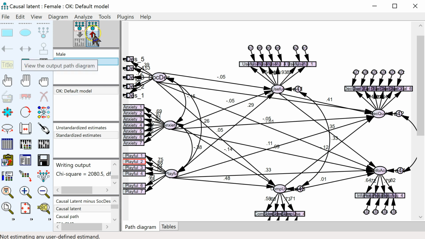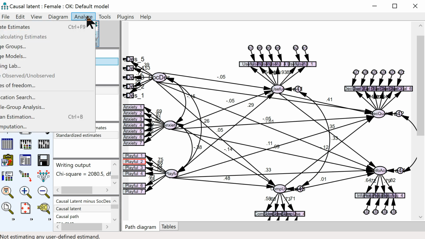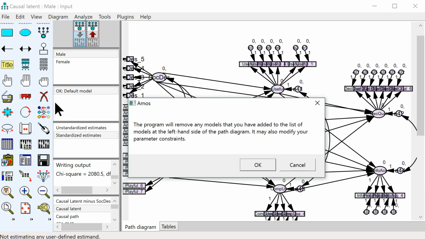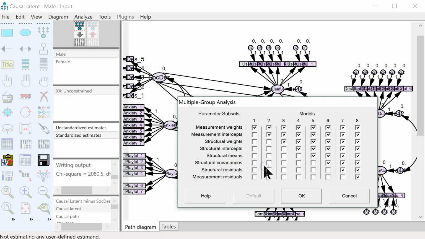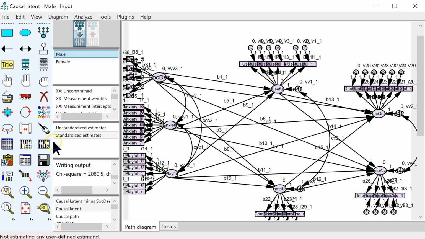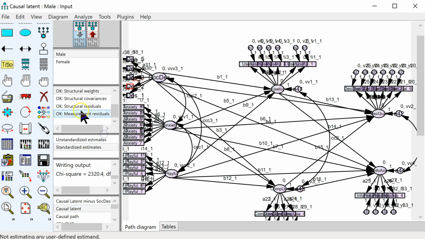Let's see. Analyze. Multiple group analysis. Yes, OK. And hit OK. Actually, you know what we can do? Just to simplify things a bit, let's get rid of some of these. We don't need all of these. We need the unconstrained. We don't need this one.